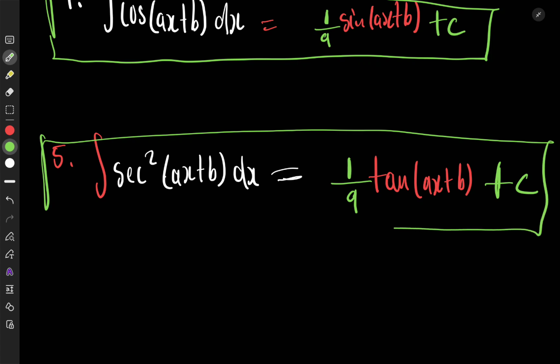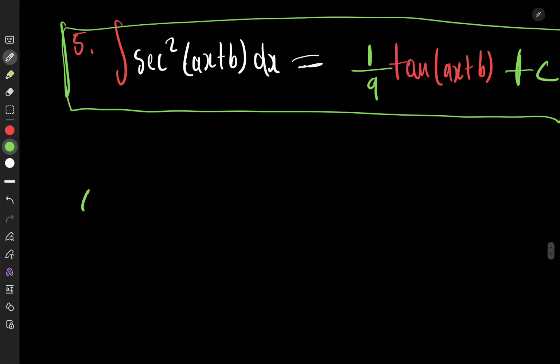You just divide by the derivative of the inside. Remember that. I know you can do this. I'm counting on you. Come on. One more, the sixth one.